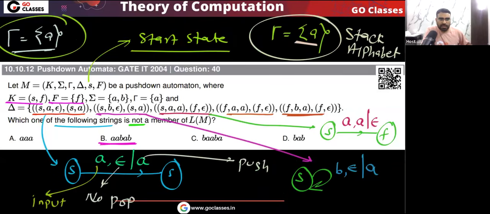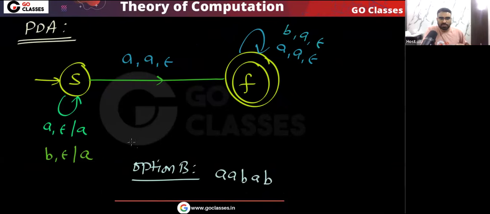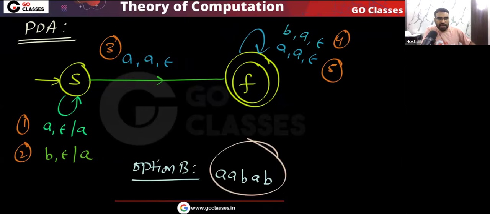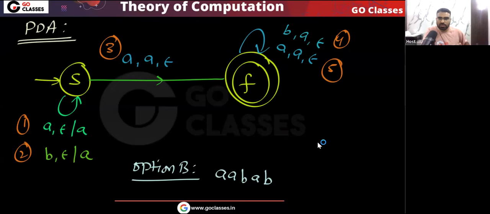The next is double A B A B. So let's see this one, double A B A B. Your string, remember, option B, that is double A B A B. What about this string? Again, the transition numbers you already know: transition 1, transition 2, transition 3, 4, 5. So tell me, at the end of this string, is it possible I can go to the final state?